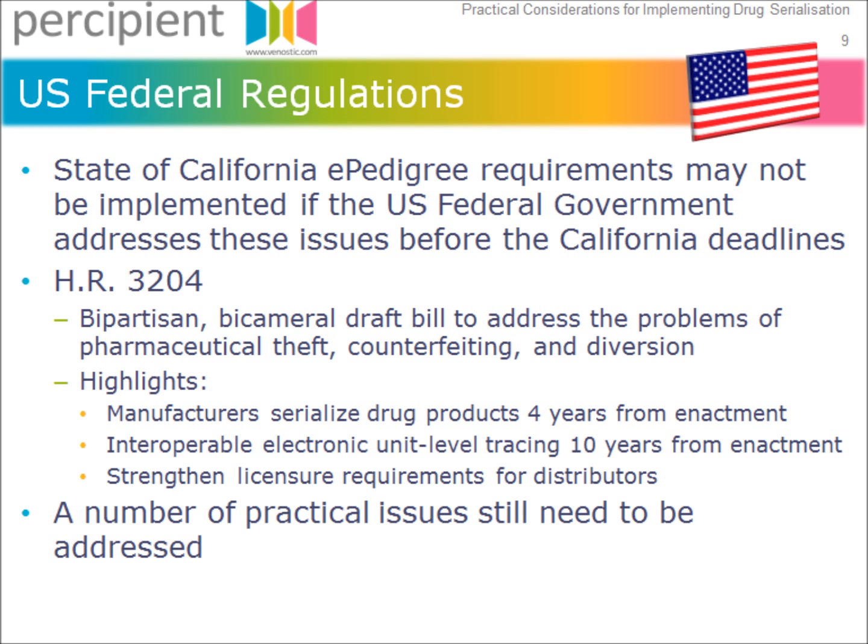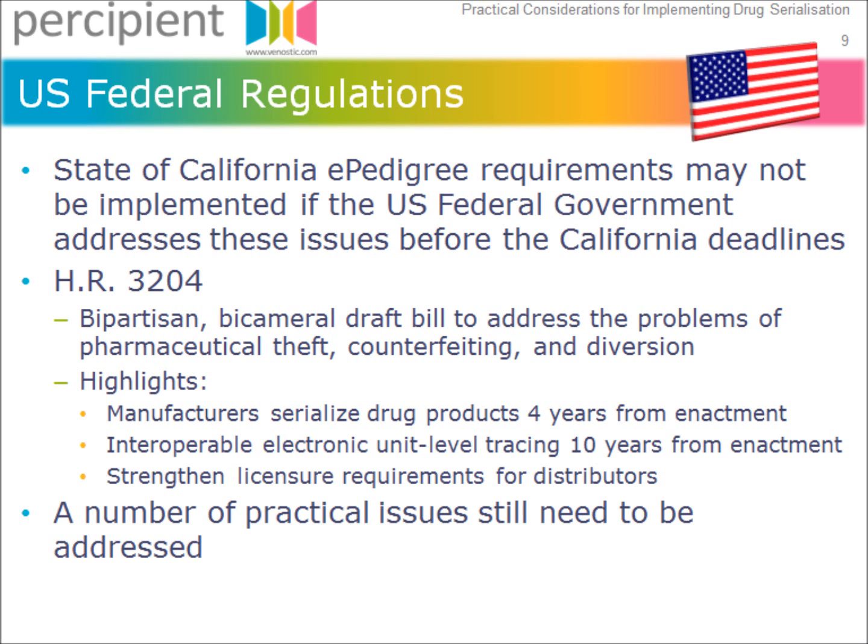Now, I said if these things come into effect, the situation with the US is that at the federal level, the government are finally starting to act upon this. The State Board of California did put a proviso into their regulations that if the US federal government acted on the issue of counterfeit drugs and falsification and enacted a law prior to the California deadline coming into effect, then essentially the California deadline would not come into effect and would be superseded by the federal regulations.